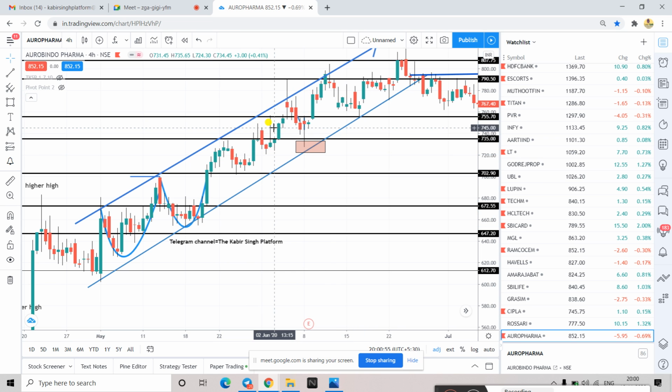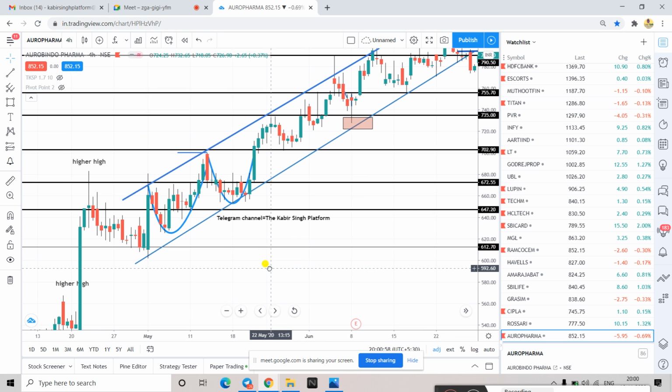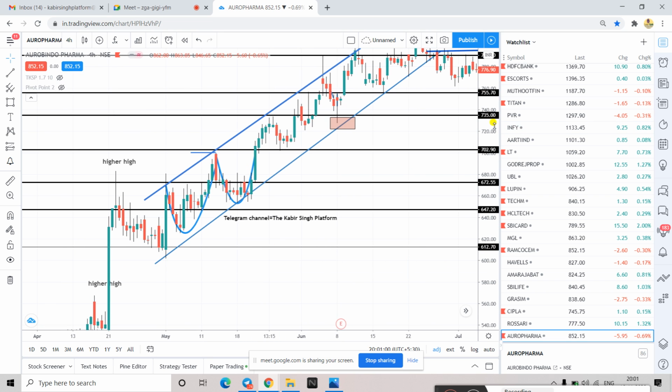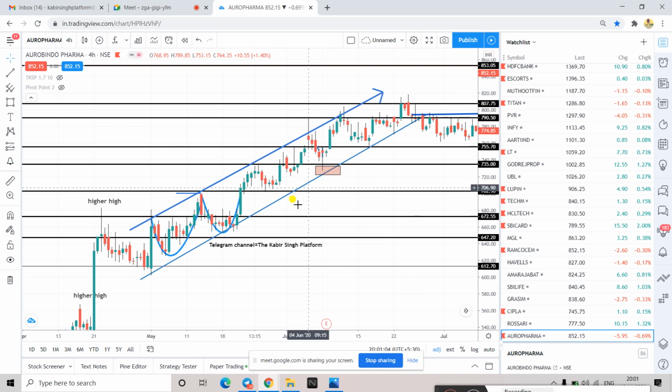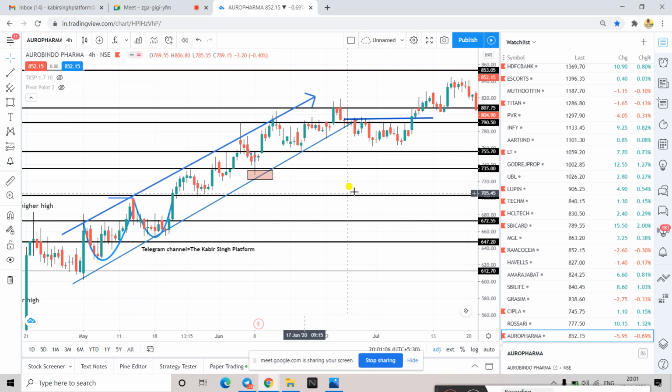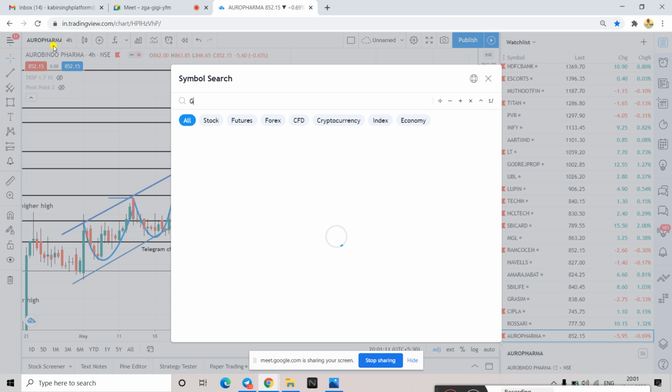able to understand? Yes. All right, so in this we have seen a swing high. I'll also show you on some other chart. Just give me one more name. Here we have seen it, right? Can we look at HDFC Life? We'll see.